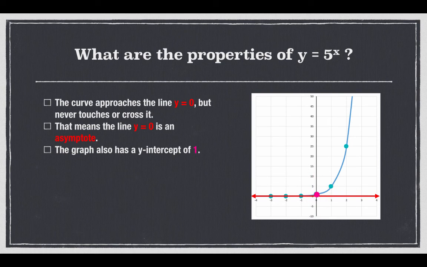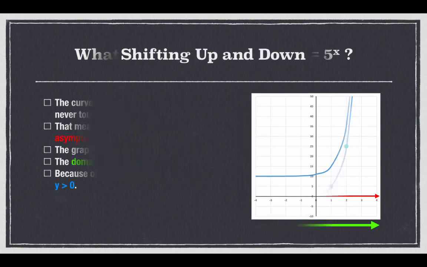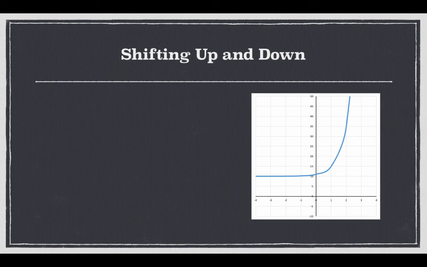The graph also has a y-intercept of 1. That's where it crosses the y-axis. The domain is all real numbers. Every x can be used on this graph. But the range, because it is all above that y equals 0 line, is y is greater than 0. So we're going to talk about how those things change as I transform that function in different ways.